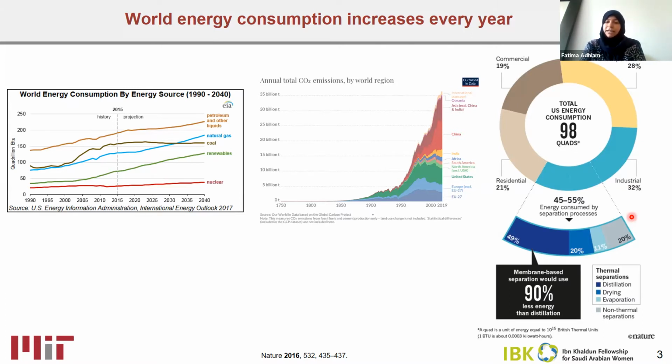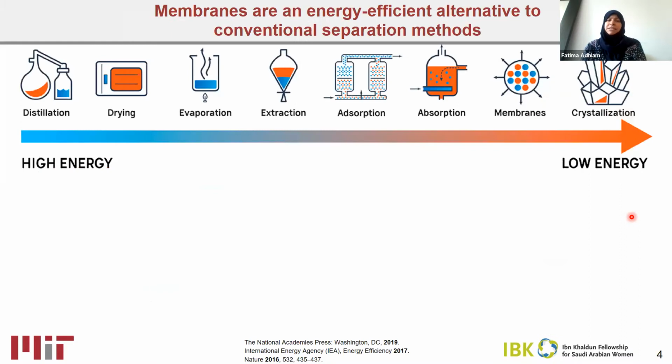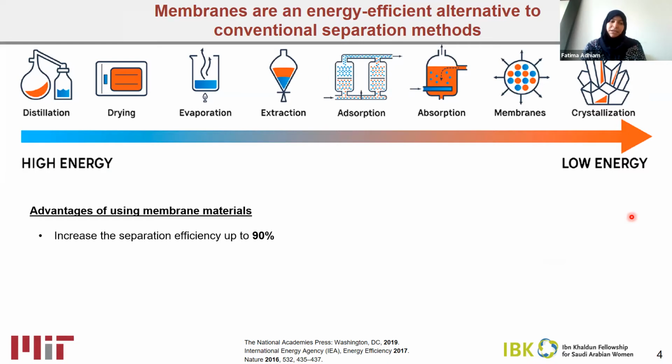It has been confirmed that membrane material would save around 90% of this energy compared to the distillation process. So implementing a more energy efficient separation method would reduce greenhouse gas emission and save a lot of money. Membrane material can be used as an alternative to the conventional separation method, not only because membrane material consumes lower energy compared to the others, but membrane material could increase the separation efficiency up to 90%.